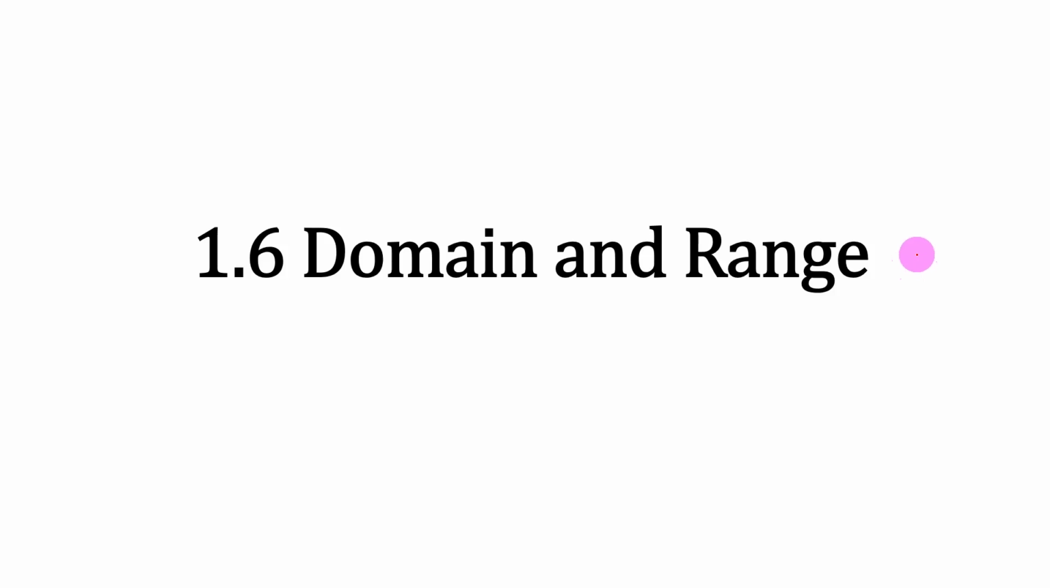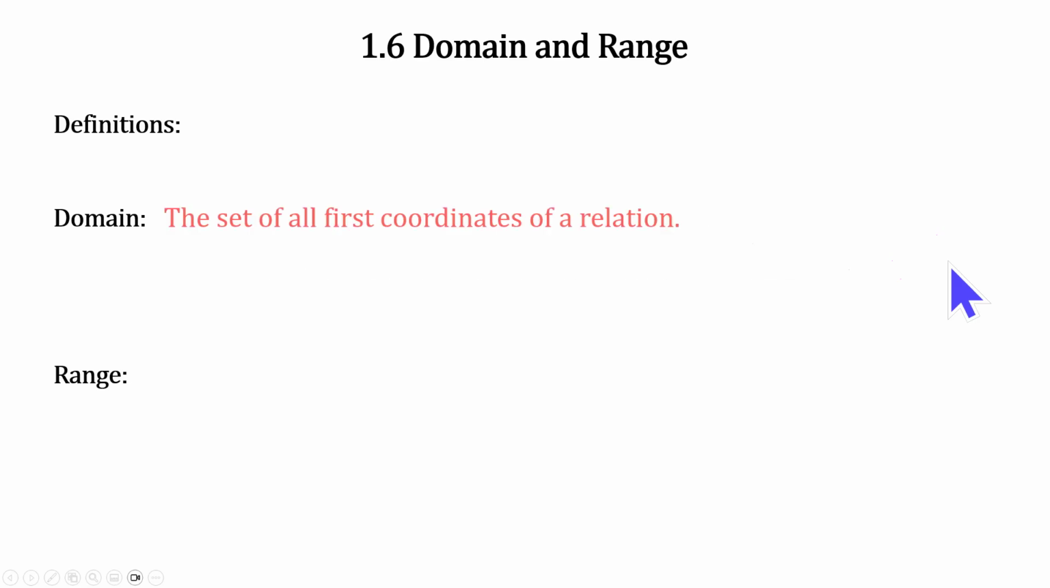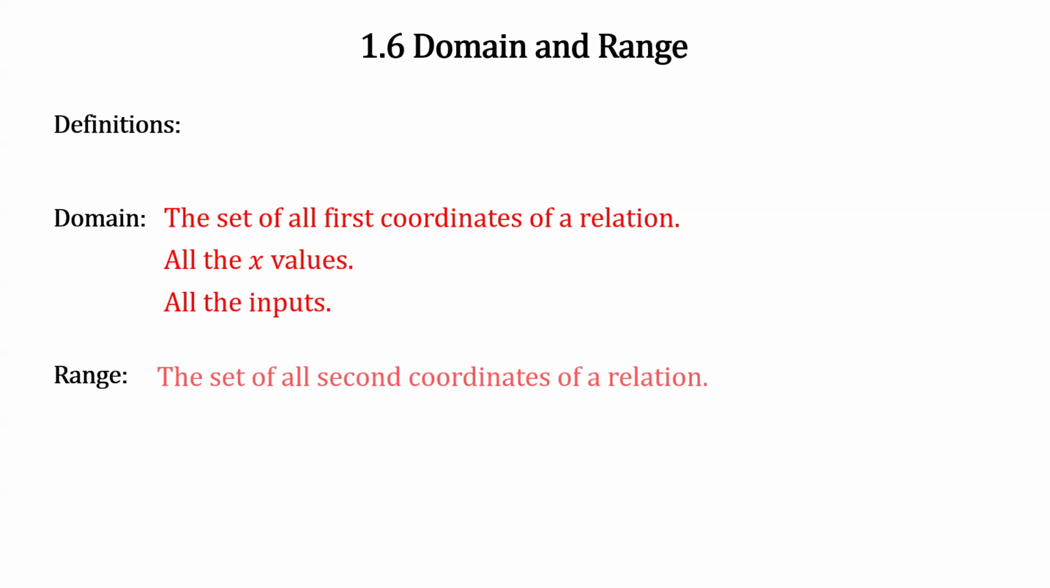Okay, let's talk domain and range functions specifically. Definitions. Domain is the set of all the first coordinates of a relation, all the x values, all the inputs. I prefer all the inputs, all the possible inputs of a function. Range is the set of all second coordinates of a relation, all the y values, all the outputs of a function. I prefer that too, all the possible outputs of a function.